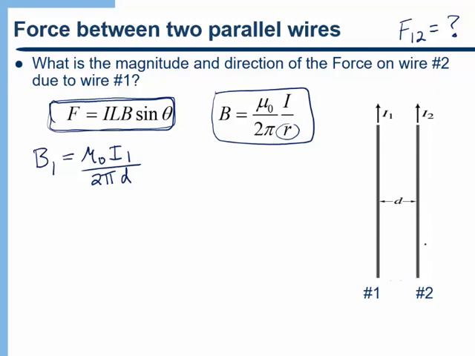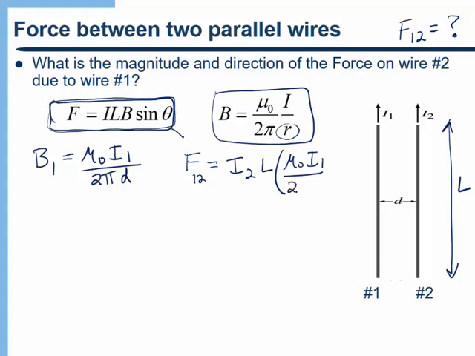So now we know that wire 2 is in a magnetic field. Well, what's the force on it? It's just from this formula, the force on wire number 2 is going to be the current in wire number 2 times whatever the length of the wire is in the field, so we'll just call this L, times the strength of the field it's in. But what field is it in? It's in the field created by wire number 1. So mu naught I1 over 2 pi d, and then times the angle.